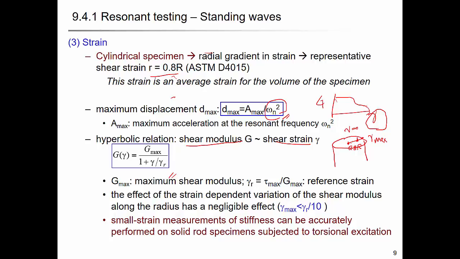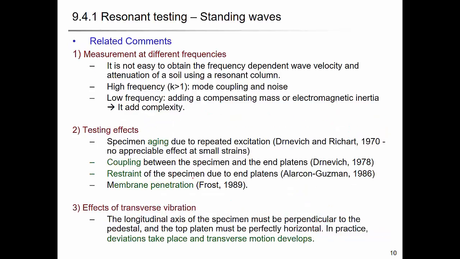Okay, so small strain measurement has the least error in the estimation of the shear stiffness and the shear strain, so the small strain stiffness can be accurately obtained on a solid rod specimen subjected to torsional excitation. So this measurement can be justified by all this evidence.